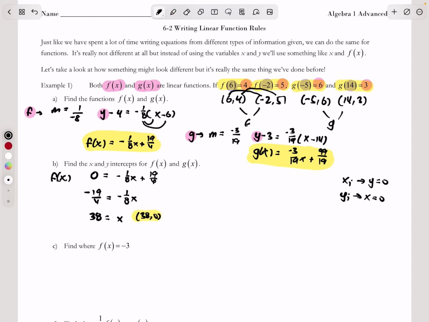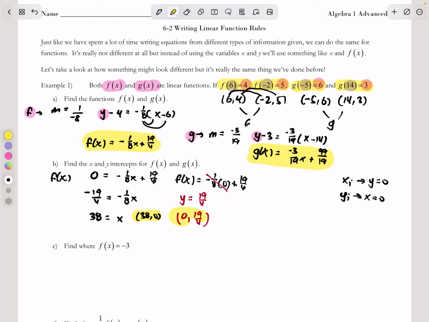For the y-intercept, I'm going to let x equal 0. So that's going to be, where's my function? f of x equals negative 1/8 times 0 plus 19/4. That just zeroes out, right? That's just 19/4. So y equals 19/4. So I have (0, 19/4).